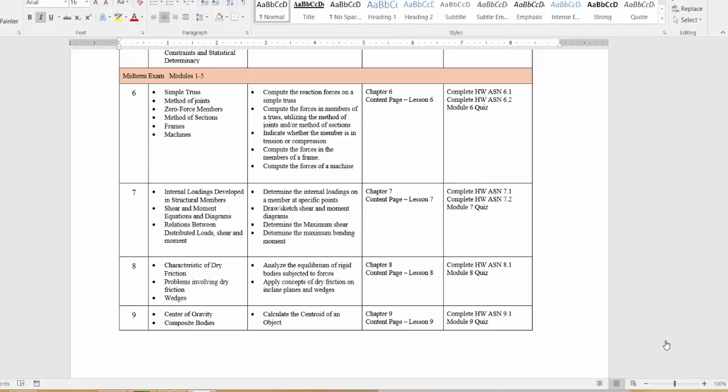This is Chapter 6. We'll be looking at Chapter 6.1 and 6.2 today, looking at simple trusses, and we will be looking at the method of joints as our method today of computing the forces in each member of a truss given some type of loading on a truss. We will also be doing the method of sections in the next module. But in both of these cases, we are going to be looking at whether the member is in tension or in compression, plus the magnitude of the force in that member.